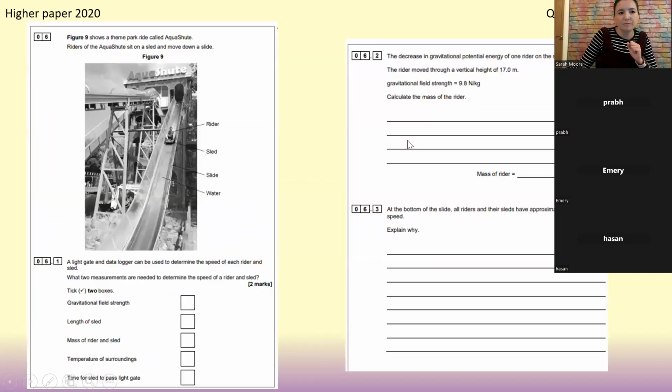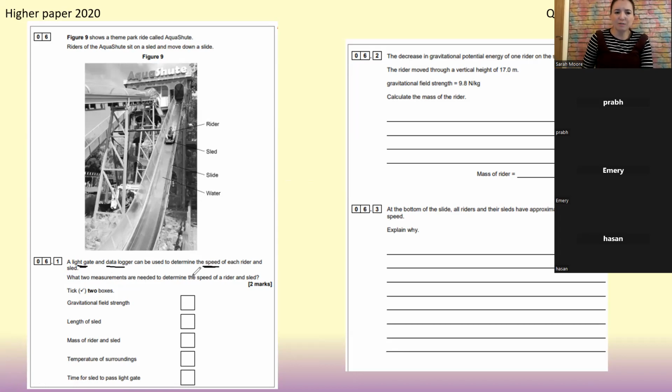Okay, so this is the same context, but this is from the higher paper. So I wanted to show you the difference between them. We've got the same aquachute thing, and this time we are told that we have a light gate and a data logger. You may have seen one of those when looking at the acceleration RPA in school, or you might have seen it on a video. We use the light gate and a data logger to determine the speed of each rider and the sled.